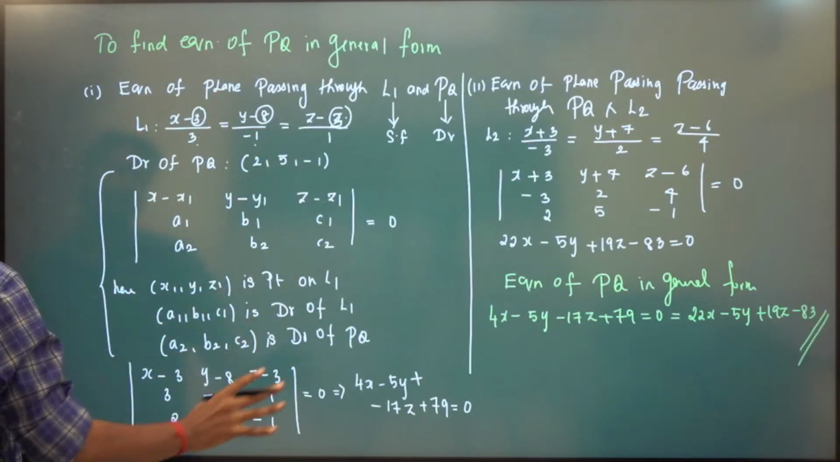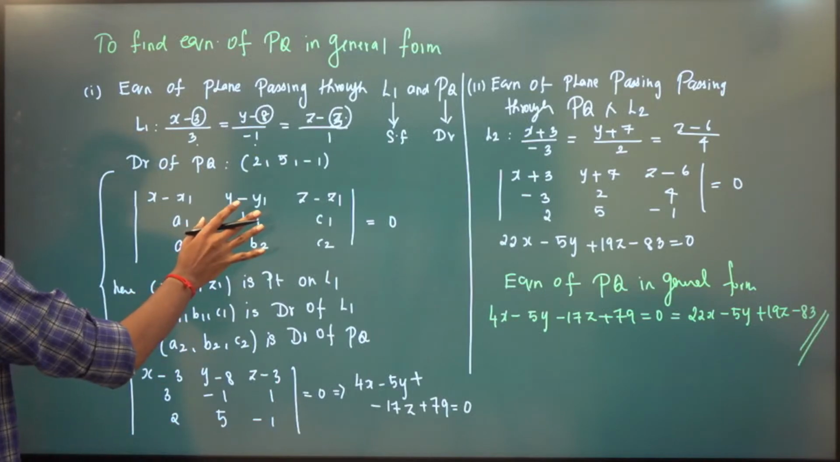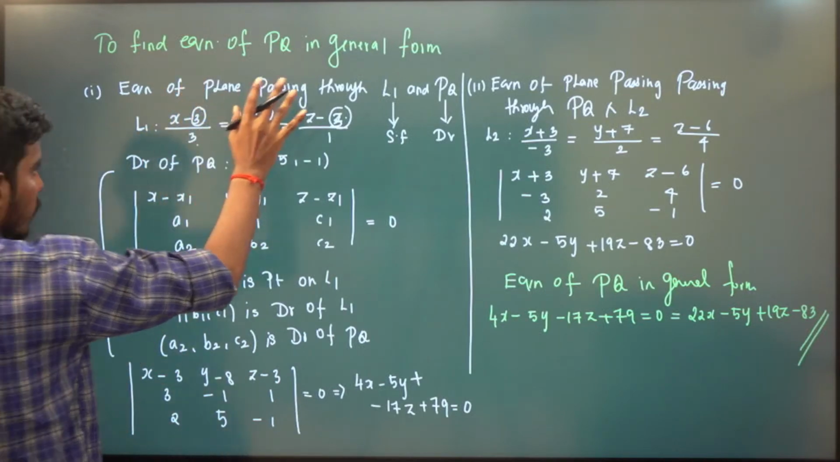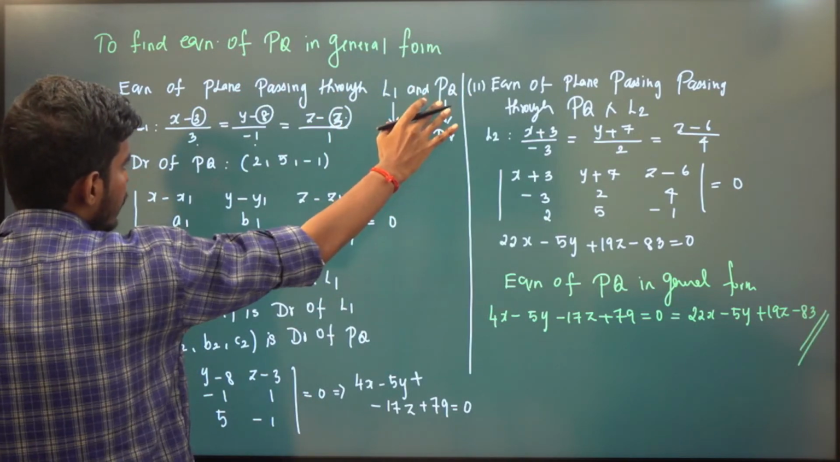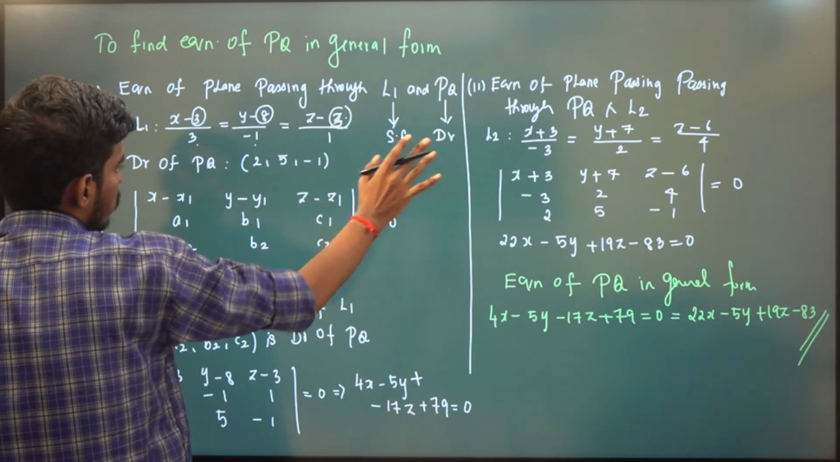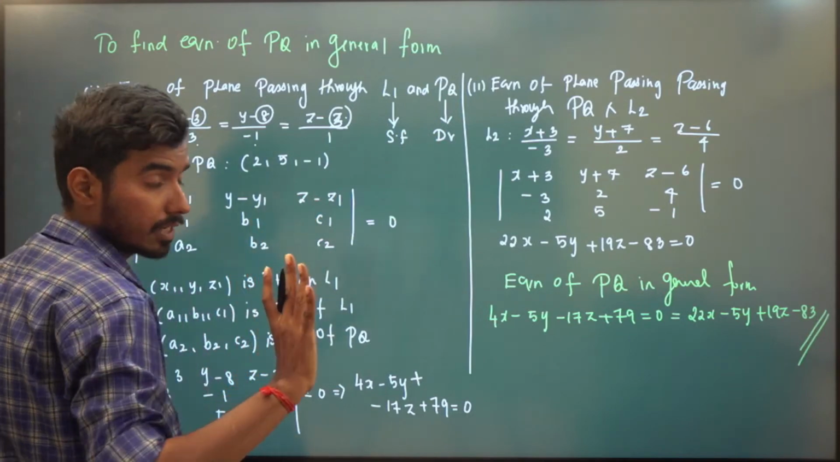This page is very important, right? This is the equation: how to find the equation of plane passing through two lines. One line is in symmetrical form, for the other you know only the direction ratio. Apply this formula, right? Okay.